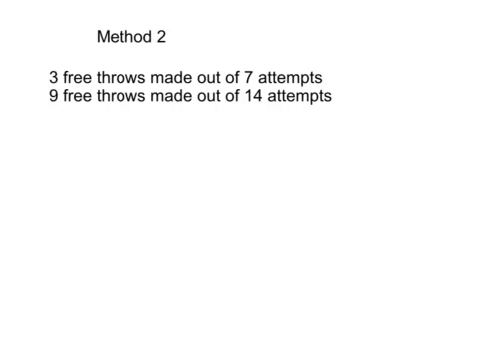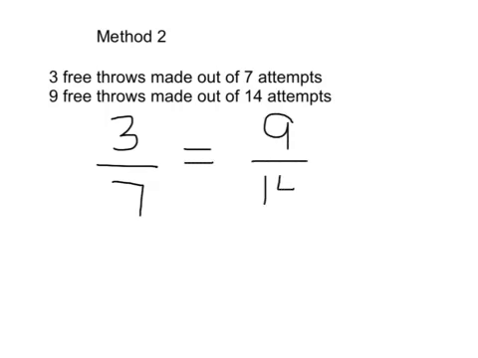In the next method, we're going to set up equivalent ratios. We have 3 free throws made out of 7 attempts. Is that the same as 9 free throws made out of 14 attempts? So I'm going to start off by making the first rate 3 free throws out of 7 attempts. Does that equal 9 free throws out of 14 attempts?